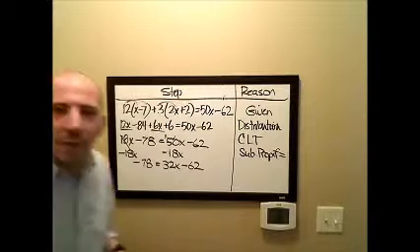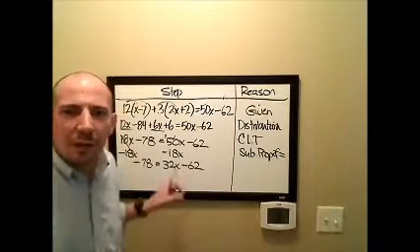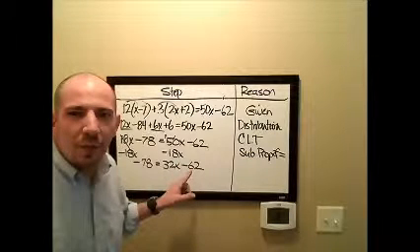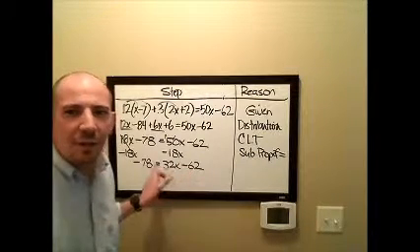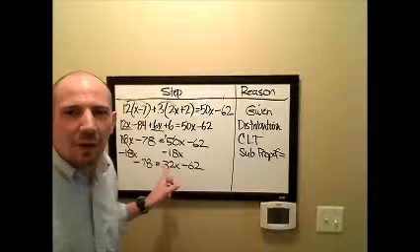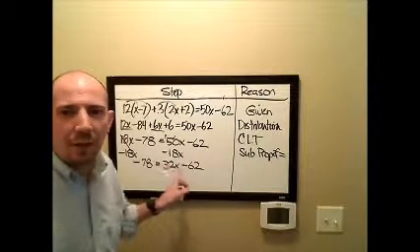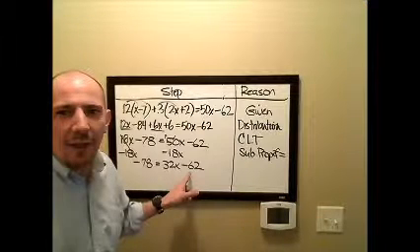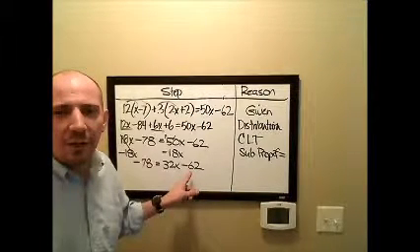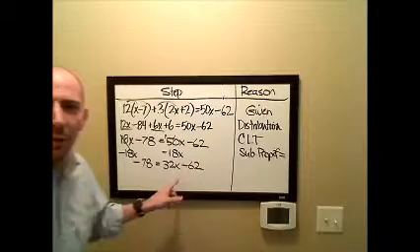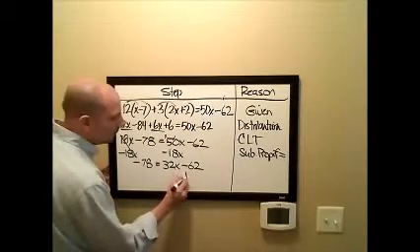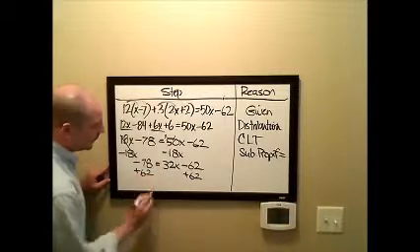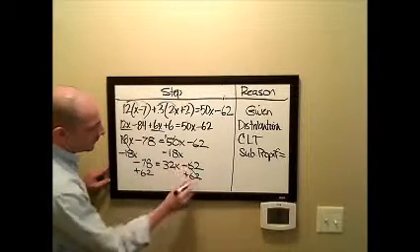Okay? Looks like I'm running out of room. I might get one more step out of this. Okay, next thing I'm going to do is move this 62 to the other side. So I'm starting to isolate my x on one side of the equation. Alright, so I'm going to use the addition property again and add the opposite of negative 62, which is positive 62, to both sides. Okay, so this side is going to cancel.